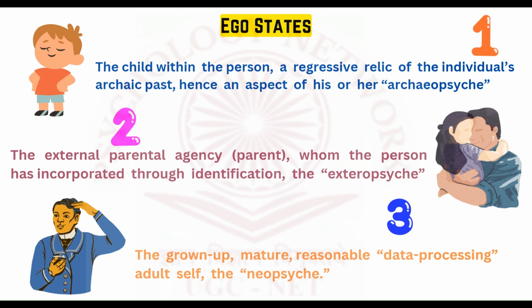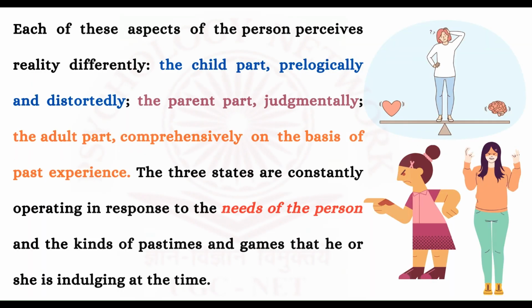Now, the first ego state of a person is the regressive relic of a person, or the child within the person, which is called the archeopsych. The second one is the parent, the parental agency which the person has incorporated through identification, and it is known as the exteropsych. The third one is the grown up, mature, reasonable data processing adult self, which is called the neopsych. All these three are there in a person. But what's important is to see which one is the dominant one, and that would result in the kind of psychopathology.